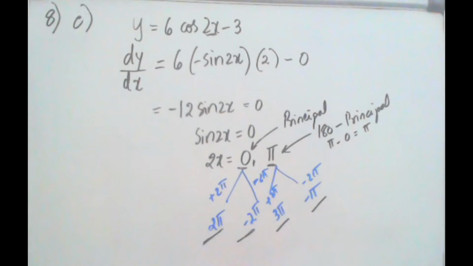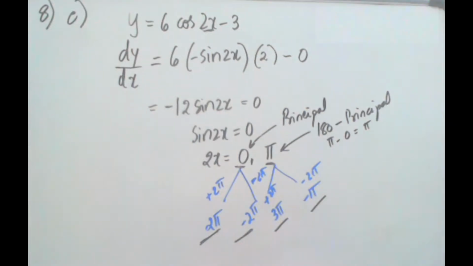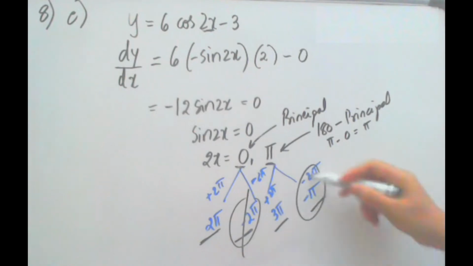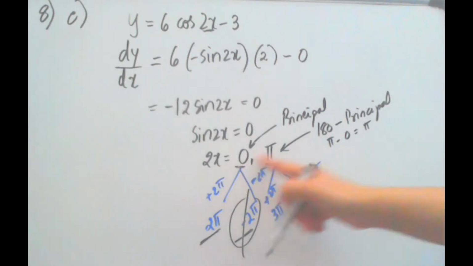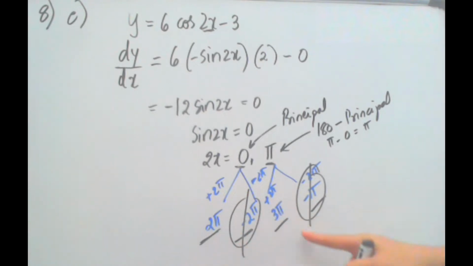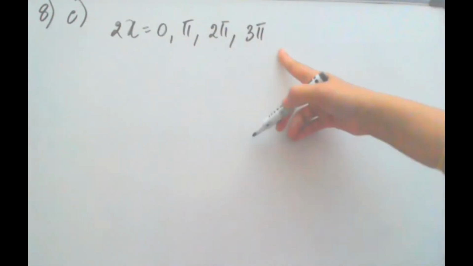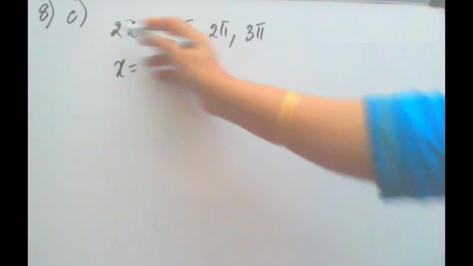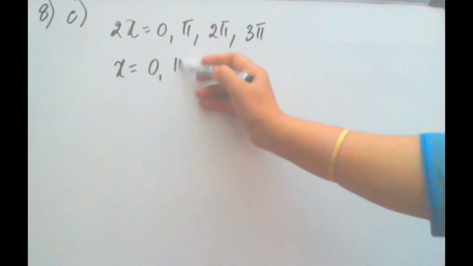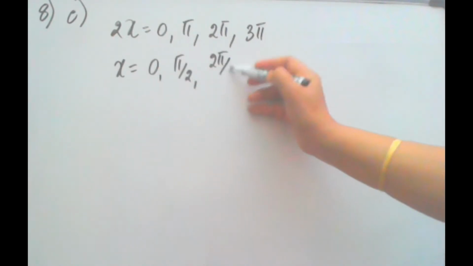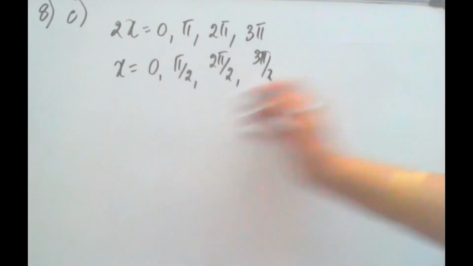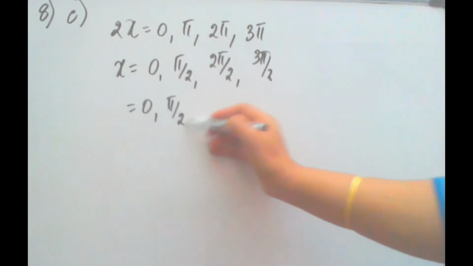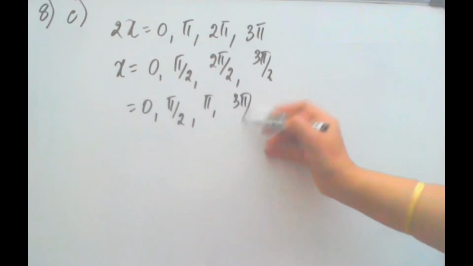So the value of x is given to be from 0 to 2.8. That means obviously the negative values are not in the range. So we will discard this one, we will discard this one. So we have 4 values, 0, pi, 2 pi and 3 pi. So these are the 4 values that we selected based on the range given. So x is equal to, just divide each of the values by 2: 0, pi by 2, 2 pi by 2, 3 pi by 2, which is 0, pi by 2, pi, 3 pi by 2.